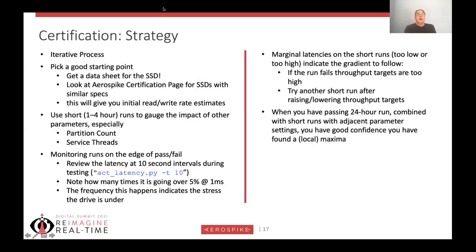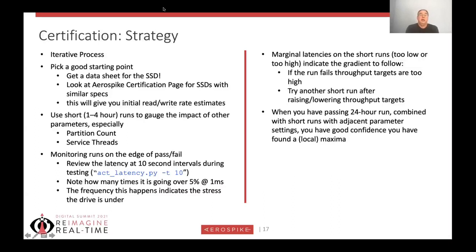So the first, as I've said, it's an iterative process. The most important thing is to pick a good starting point. And the definition of a good starting point is you want to be close but under. The reason for that is going over can provoke garbage collection, which can cause you to spend some additional iterations.